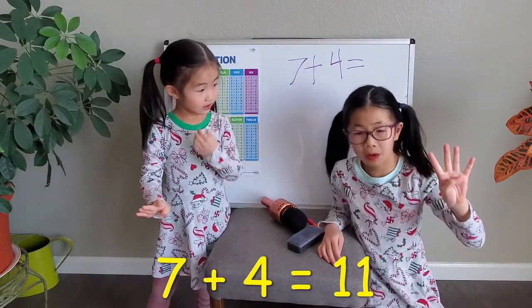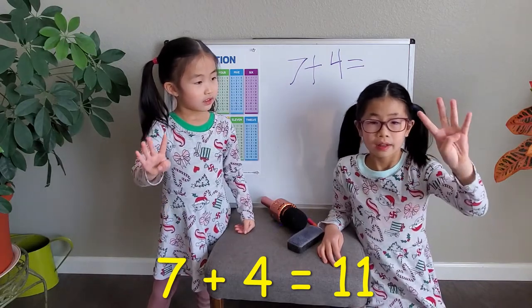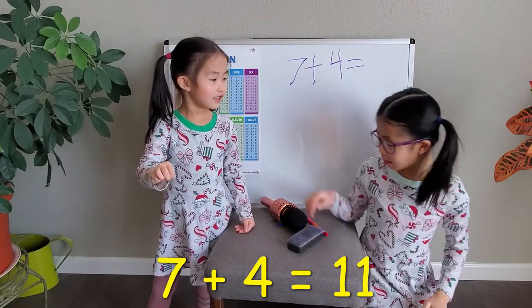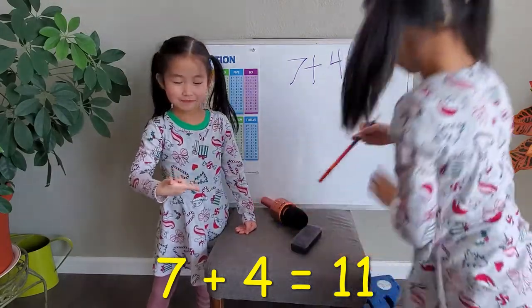Count on. Now we're going to count on from 7. 8, 9, 10, 11. So the sum is 11. Great.